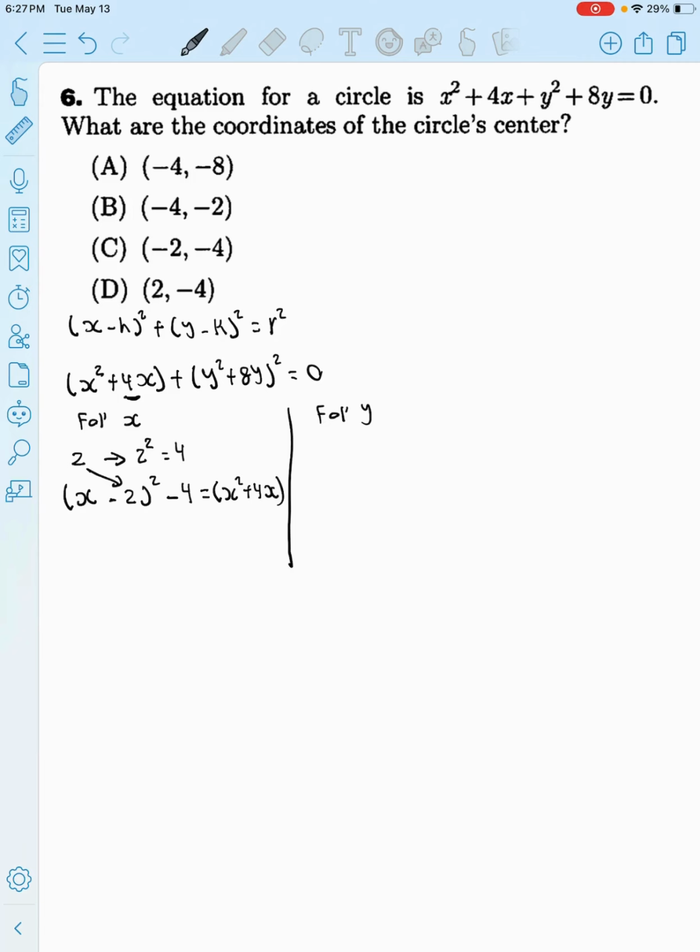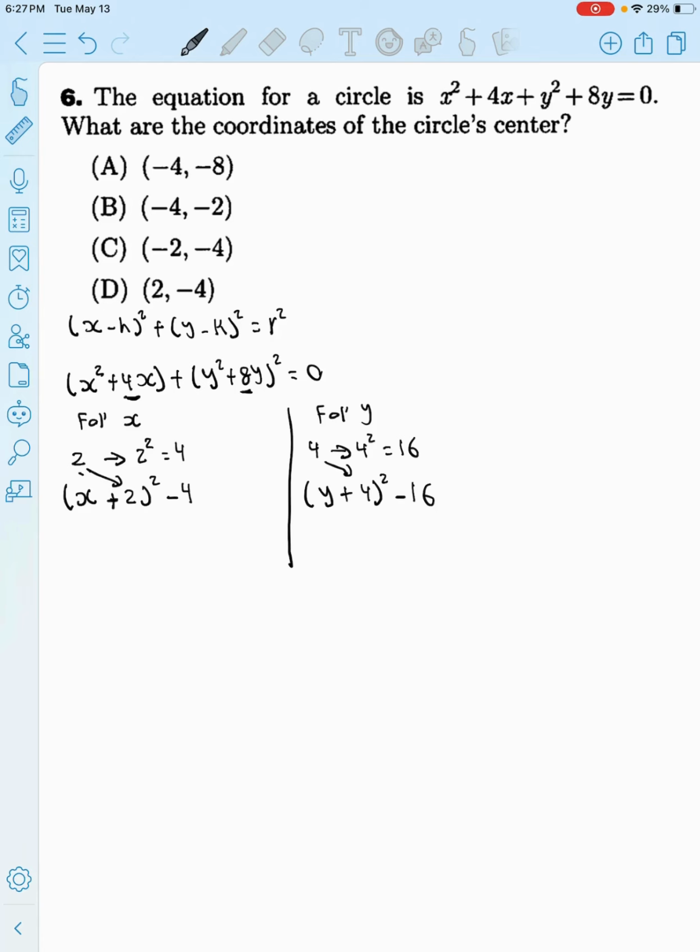Okay, we're going to do the same steps for the y points. So here is 8, so it's going to be 4. So 4 squared, which is going to be 16. So basically you're going to do the same thing: y plus 4, all squared, because that is plus, and minus 16.